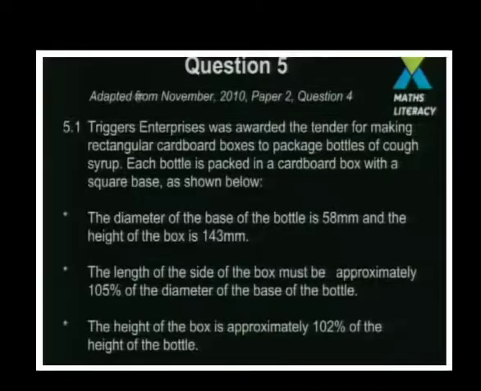Now it's time to look at question number 5. Question 5 is taken from your November 2010, but it's taken from paper 2. In other words, folks, this question is going to require quite a bit of thought, and we expect that.